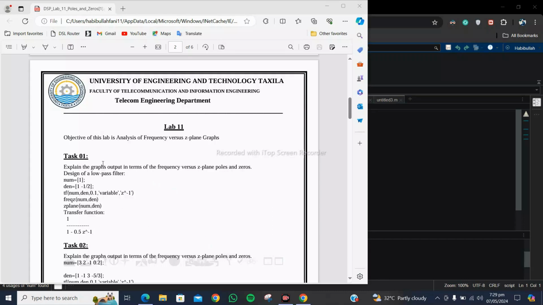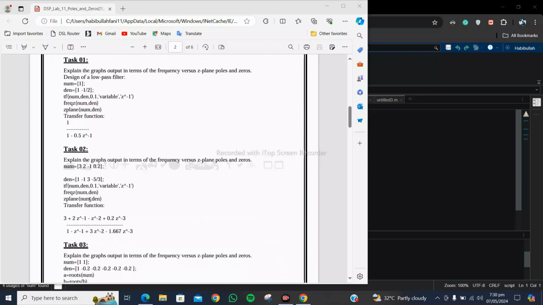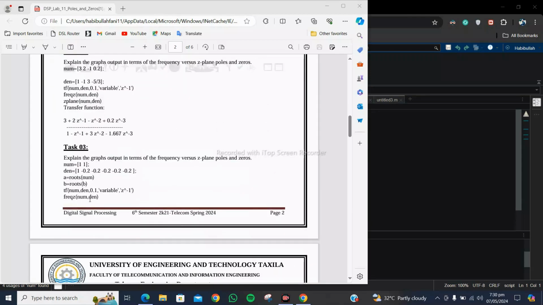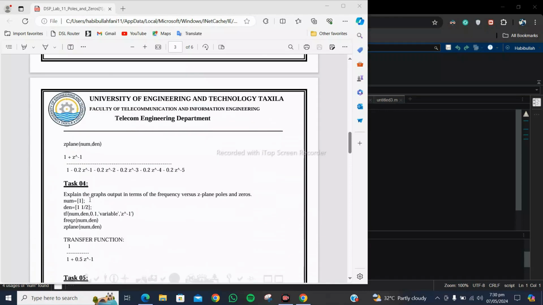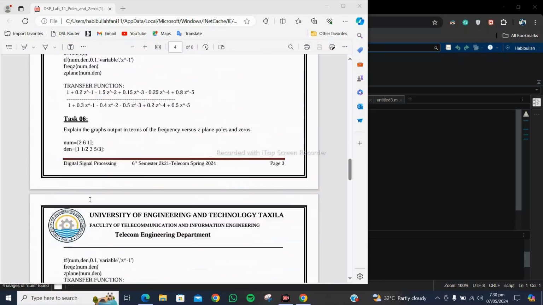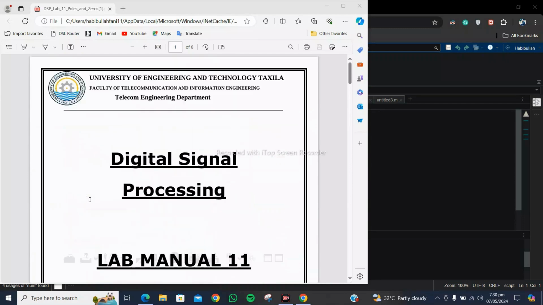So in lab 11, task 1 is to explain the graph output in terms of the frequencies versus the z-plane and the z-plane poles and zeros. So design a low pass filter. Now we will edit these tasks in MATLAB and run them one by one. So let's move to MATLAB.